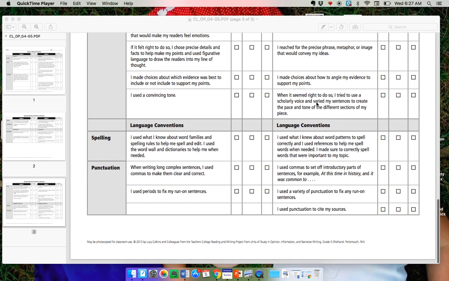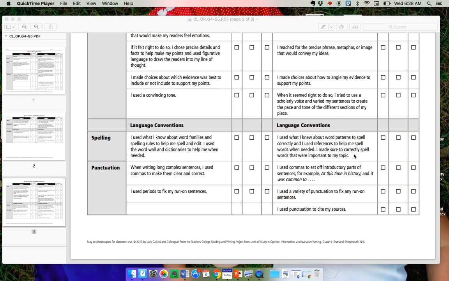Did you set the tone as sounding, it says scholarly voice? That means smart voice. You show that you are educated and you have learned. So did you have a smart voice? Do you sound like Mrs. Bredsman's taught you anything? Did you use what you knew about word patterns to spell words correctly? This is the conventions. This is like your grammar, spelling, and punctuation. So yes, your final copy will be graded on that.